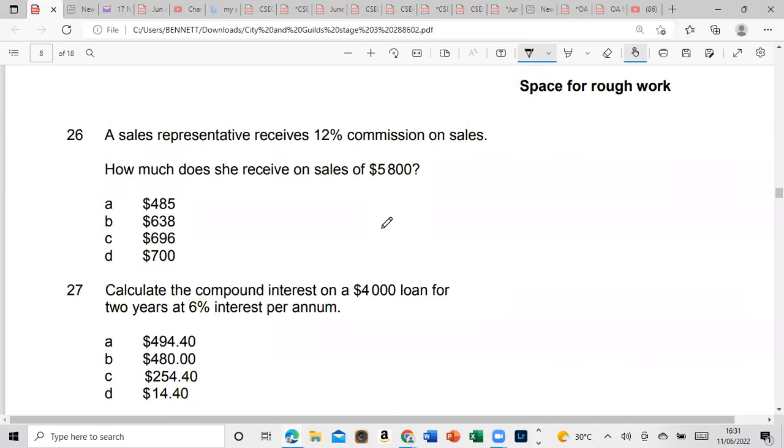A sales representative received 12% commission on sales. How much does she receive on sales of 5A? Again, percent means out of 100.